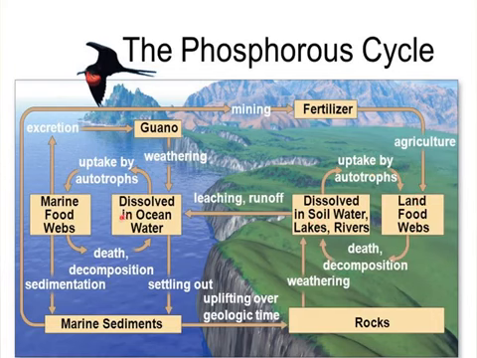The same is the case of the aquatic environment, in which the main reservoir is the dissolved phosphorus in ocean water, which is taken up by the autotrophs of the aquatic environment, and then through the marine food webs, it again enters into the water.